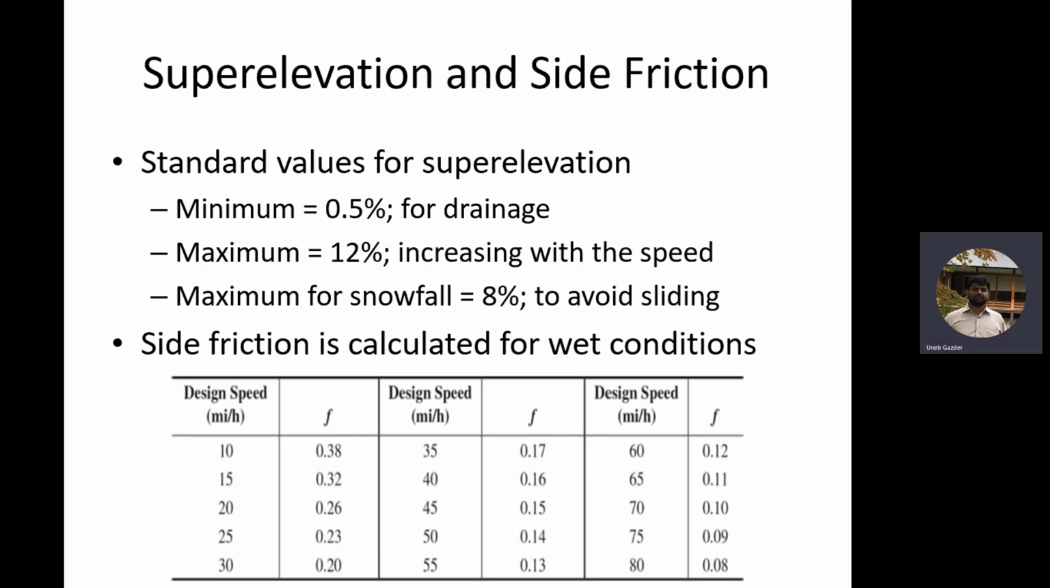Now we have the value of E and F. For these values, we have some ranges, some table from which we can take the value. So superelevation ranges from 4% to 12%, normally from 4 to 12%. Obviously it depends upon the speed of the car.